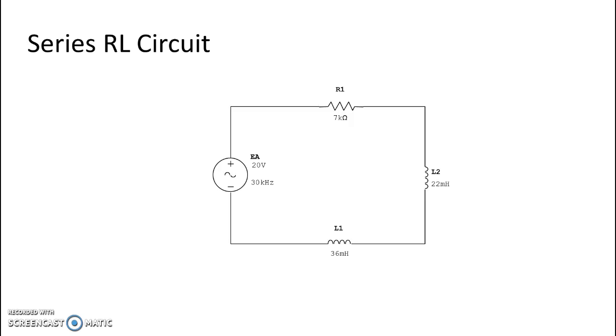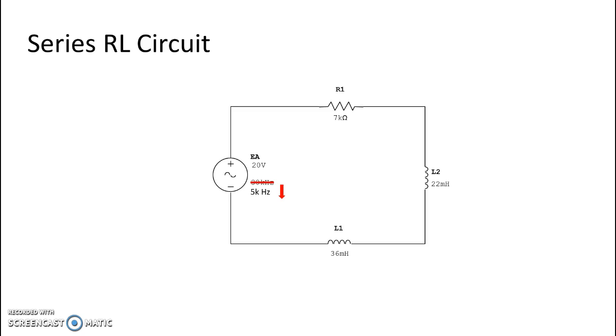Once again, we are in series RL circuits, and this time we are going to look at frequency when it decreases. So our last one was frequency when it increases. This one is frequency when it decreases. So we've got down to 5 kHz.